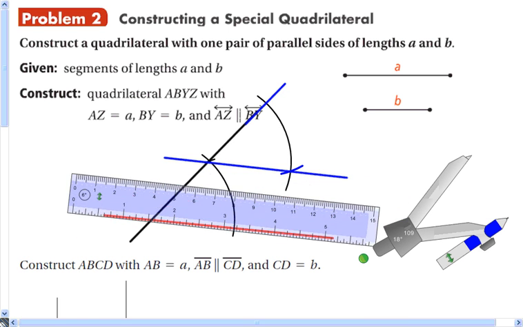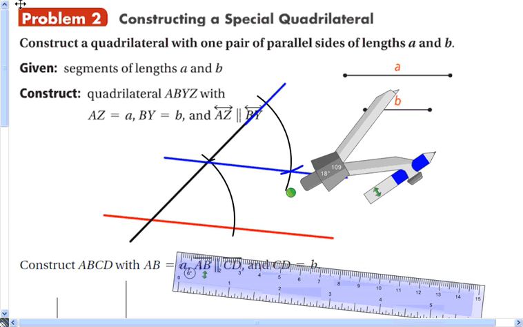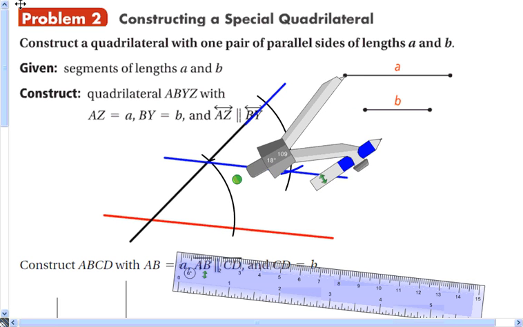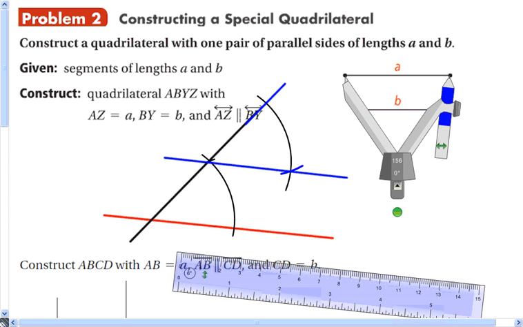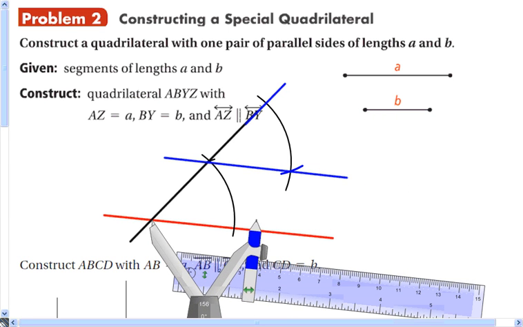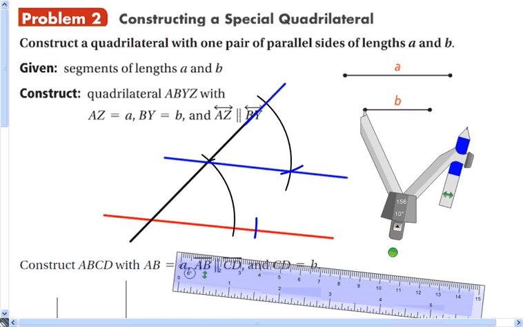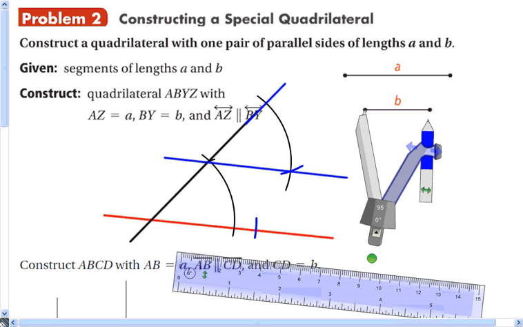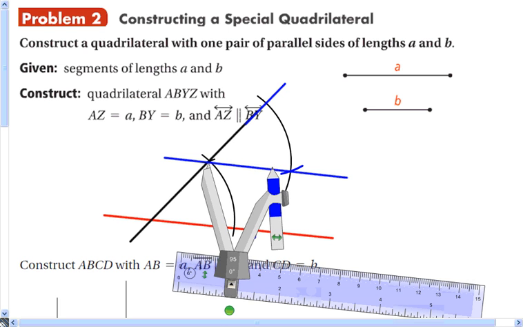Now I have a set of parallel lines. I have my transversal, so I can use it as one side of the quadrilateral. Now I just need to measure the two lengths A and B. Using my compass, here's length A, right there. And I'm going to put length A on that. And then length B. Like that length. I'm going to use that on my other parallel line.